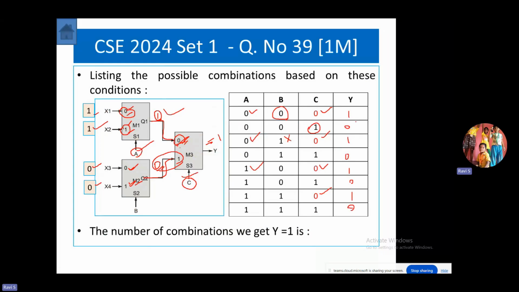Now check for number of combinations. How many combinations do we get output as 1? Because C has 0 for 4 combinations, your output Y is 1 for 4 combinations. This is the answer.